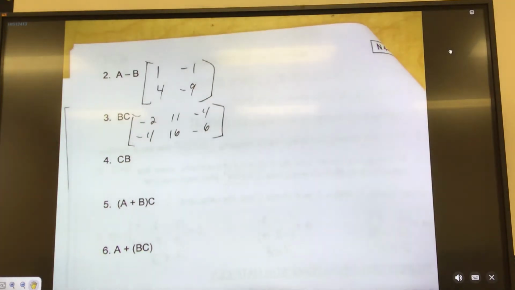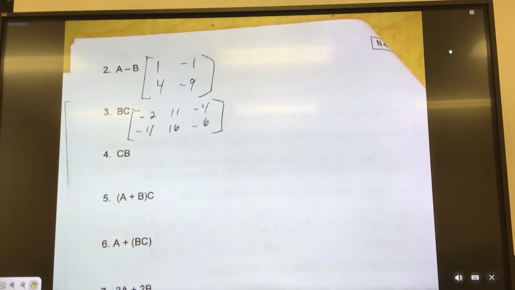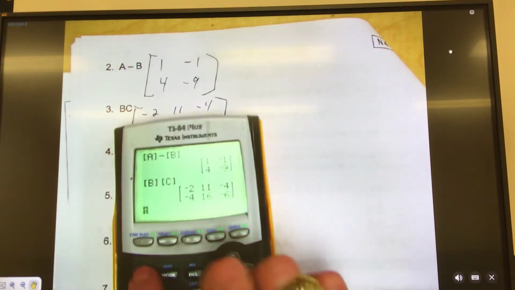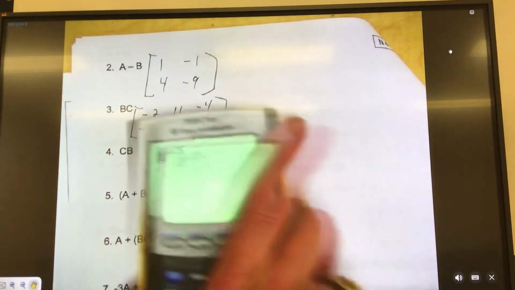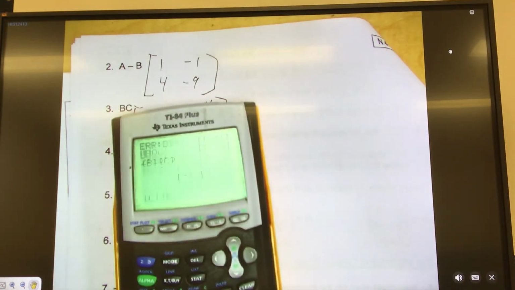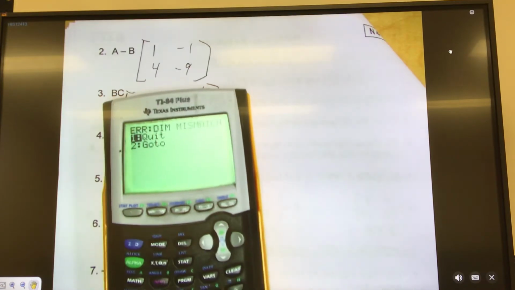Okay, now we have C times B. Our matrix C, second matrix, number 3, times our B, second matrix, number 2. We hit enter and it tells me error. I always want to go to, just to make sure I didn't mess up on anything, and it's clicking on B. So it's telling me something's wrong with putting B second.